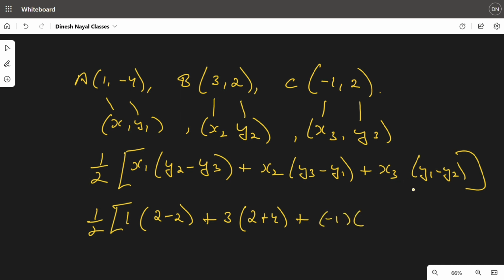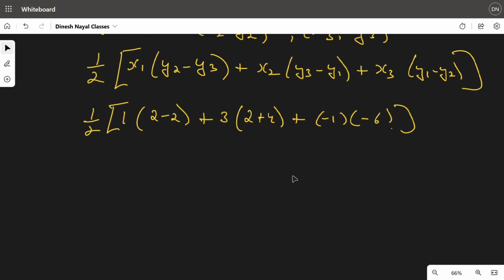Bracket. y1 minus y2. What is y1? Minus 4 minus 2. That becomes minus 6. Minus 4 minus 2, I'm directly writing minus 6. y1 minus y2 is minus 4 minus 2, minus 6. Now solve this. You will get the area of triangle. This is half only.